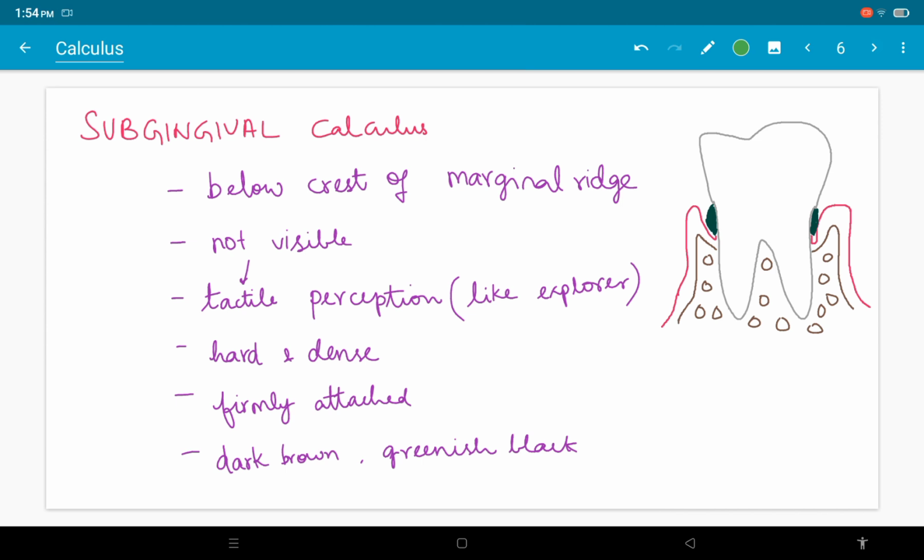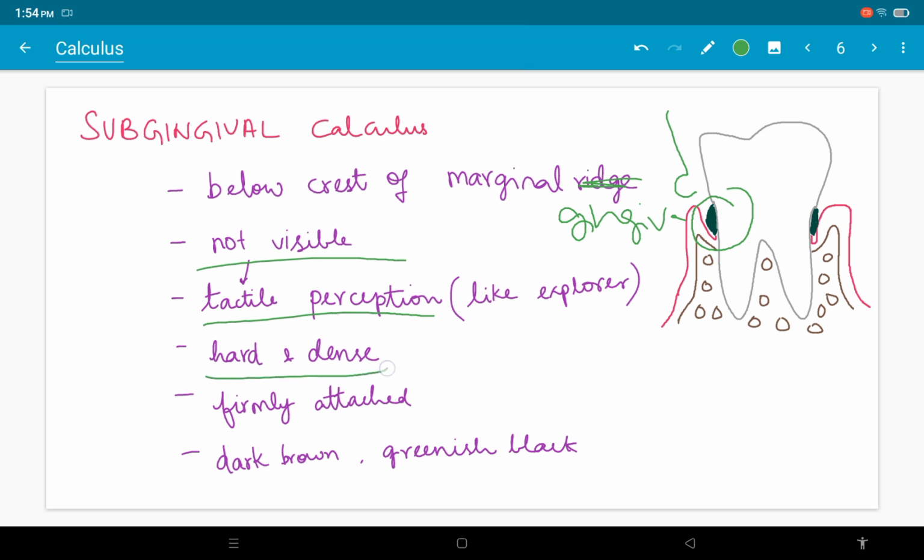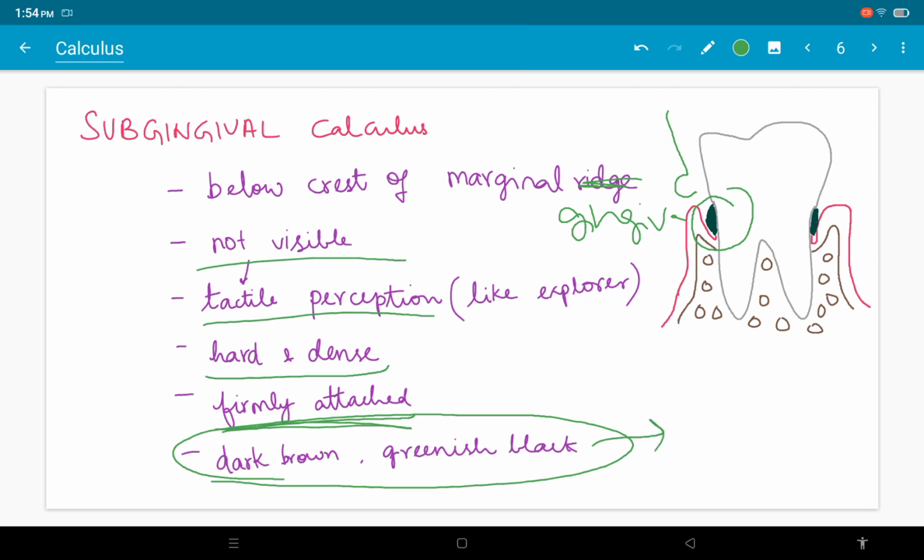So the difference between the subgingival calculus and supragingival calculus will be as follows. Depending on the location, subgingival calculus is below the crest of the marginal gingiva. It is not visible to your naked eye. With tactile perception, that is, with the help of an explorer, you could perceive that you have calculus there, but it is not visible to the naked eye. It is hard and dense in consistency. It is firmly attached and hard to remove. The color will be dark brown or greenish black. It is influenced by blood products, because plasma and GCF form the subgingival calculus. So the color is influenced by that.